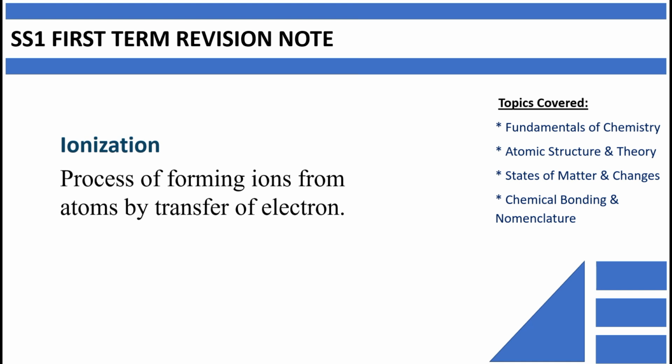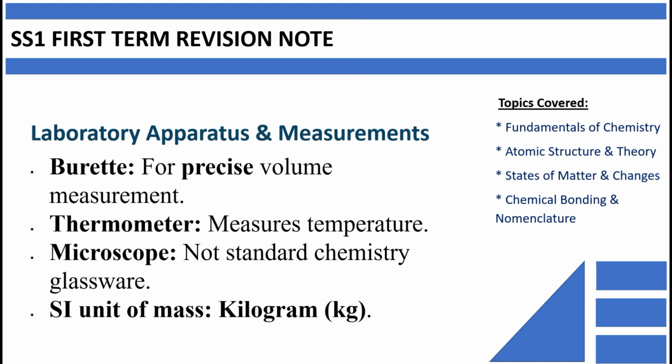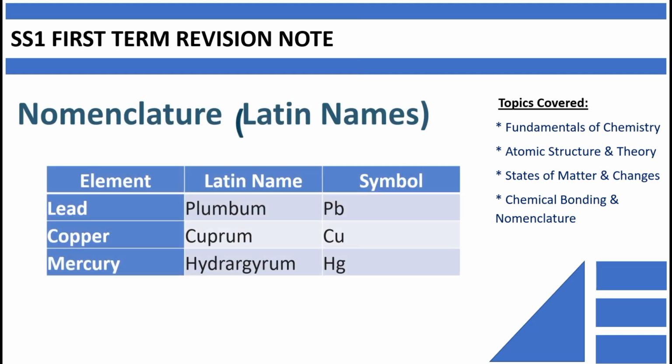Note this. For you to form ions, the process of forming ions from atoms by transfer of electrons is what we call ionization. You need to know that for precise volume measurement, use burette. To measure temperature, use thermometer. To look into something that is very, very minute, we can use microscope. SI unit of mass is kilogram. SI unit of volume in chemistry is dm³.